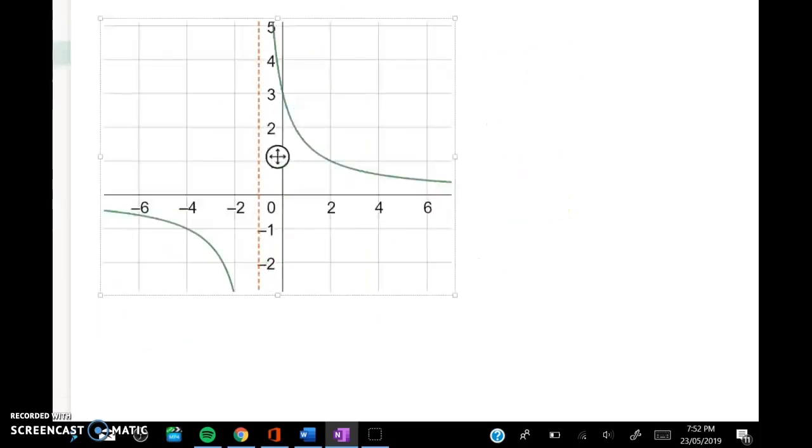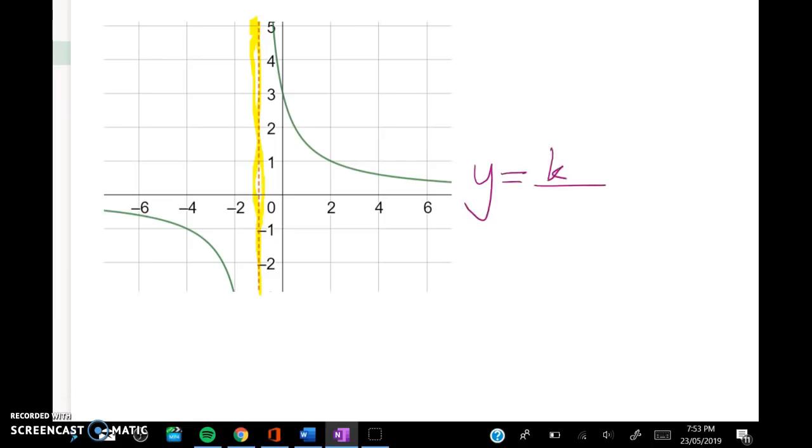So now we're going to crank things up a little bit. This one has got an asymptote that's here at -1. So that's telling me that I can't put -1 into my hyperbola. So this time it's going to have this form. y is equal to some constant divided by x plus 1.